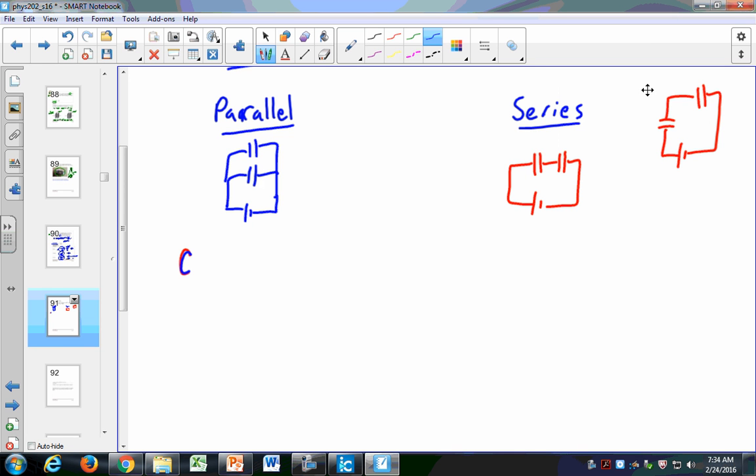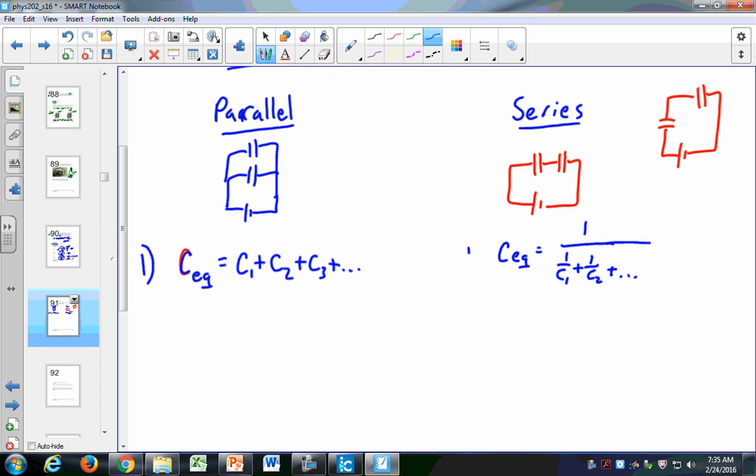the equivalent capacitance. That is, I can replace any set of capacitors in parallel with a capacitor that's equivalent to those capacitors. It's going to equal C1 plus C2 plus C3. For capacitors in series, the equivalent capacitance is going to be equal to 1 over C1 plus 1 over C2 plus however many capacitors you have. So this will be rule number 1.